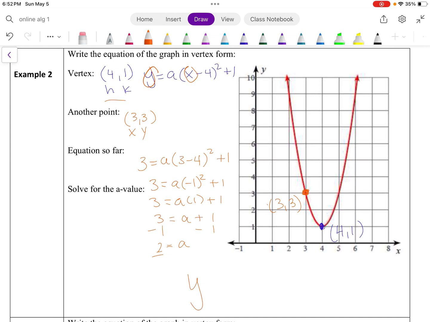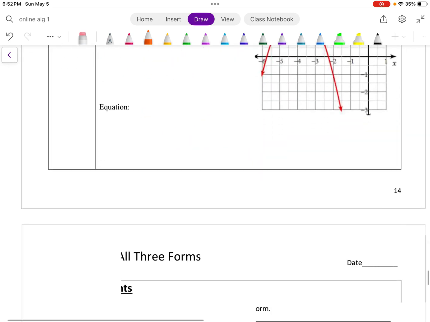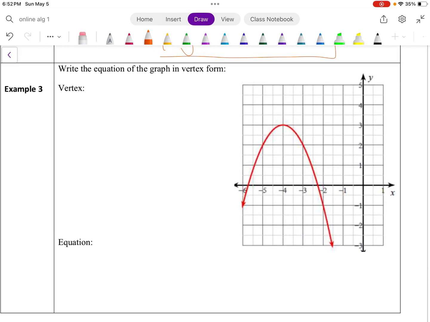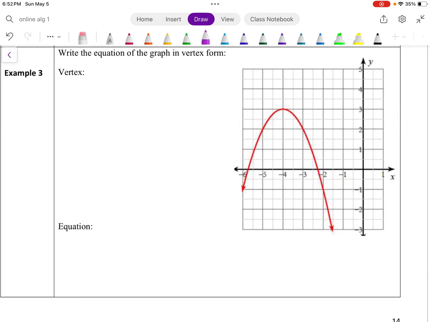Well, I found h and k, I found a, so I put this all together, and the vertex form is y equals 2 times x minus 4 squared plus 1. Perfect. Let's do one more example. It'd be a good idea to pause and to try this last one on your own. Notice that this one doesn't have the prompts, so we just have to remember what to do.